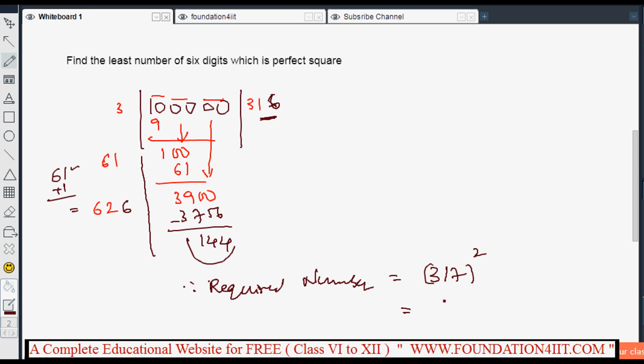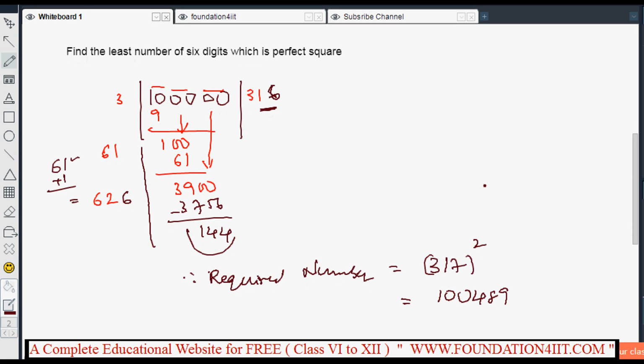If you multiply 317 into 317, 100,489. So the quotient place we need to observe. Your quotient is 316, but 316 also leaves some extra number. That means 316 square is less than 6 digits. So for the least 6 digit number, the next number is 317 square. So 1 lakh 489 is the least number of 6 digits which is a perfect square.